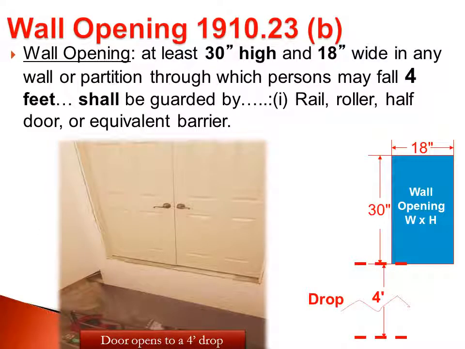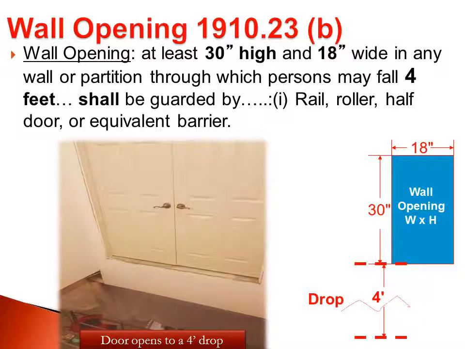Wall openings that are 30 inches high and or 18 inches wide in any direction, in which a person may fall 4 feet, shall be guarded. And they can be guarded by a rail, a half door, or some kind of equivalent barrier.